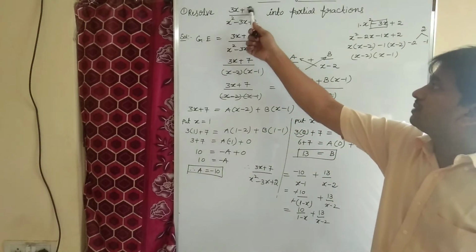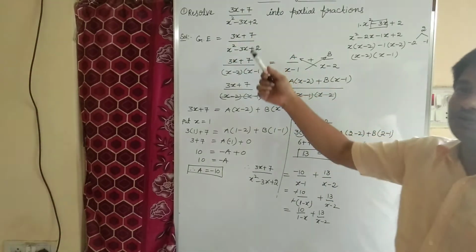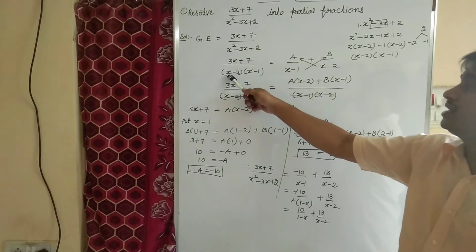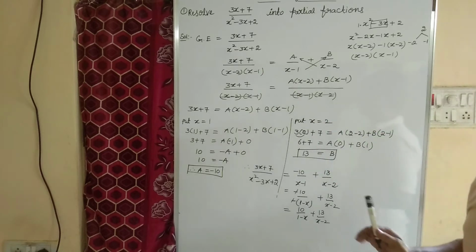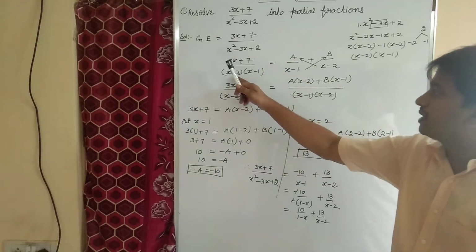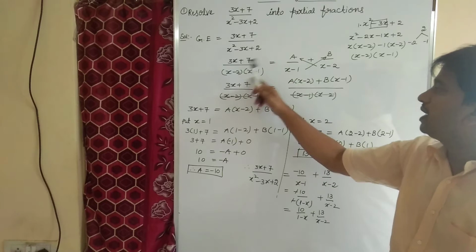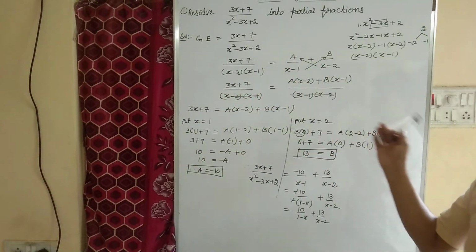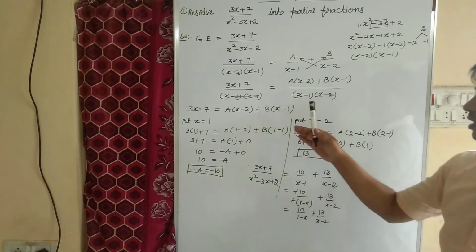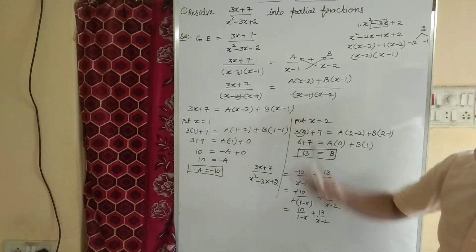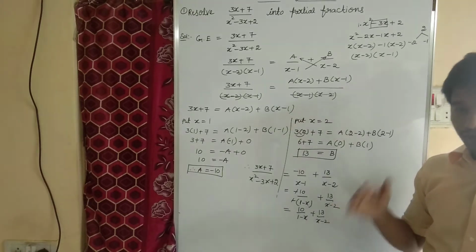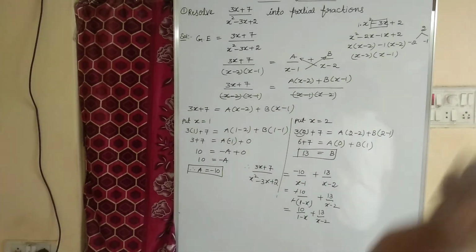As it is given, 3x plus 7 by x square minus 3x plus 2. We found the factors of x square minus 3x plus 2, that is x minus 2 into x minus 1. We make it as a by x minus 2 plus b by x minus 1. Then we did LCM, we cancelled the denominator, we got only the numerators, we substituted the values, and we got the a value and b value. Children, did you understand? Okay, for better understanding, we will do one more sum.